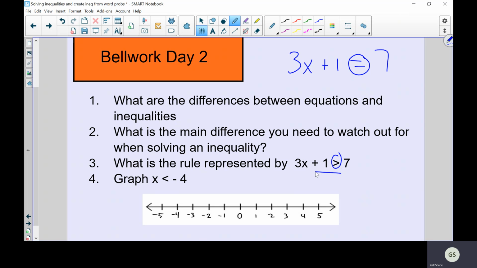The rule in the top one, the 3x plus 1 equals 7, is that 3x plus 1 has to equal 7. I mean, the rule is exactly what's in the statement, namely the equal sign. There's only one answer that will work for that.